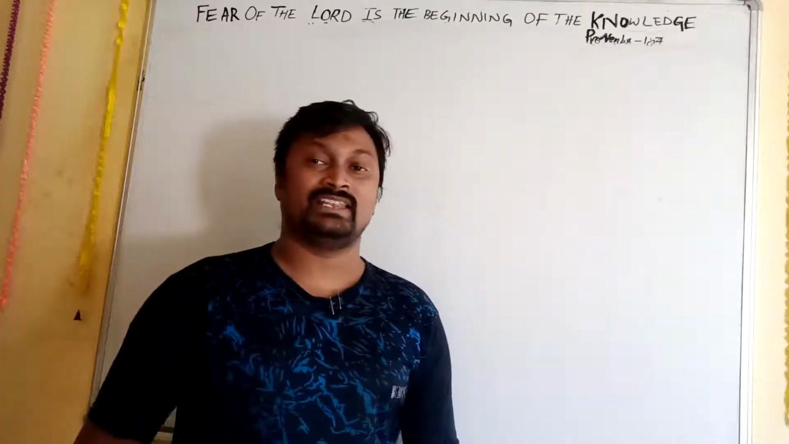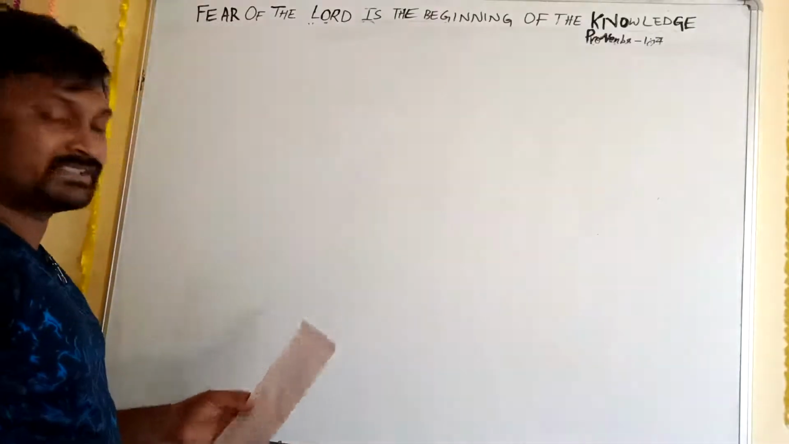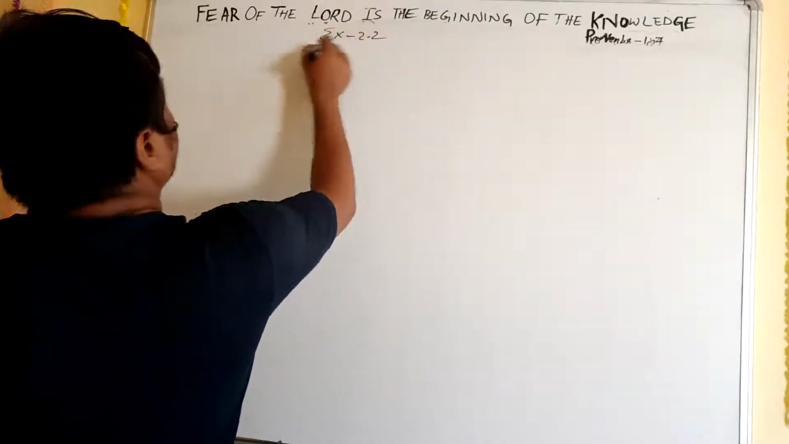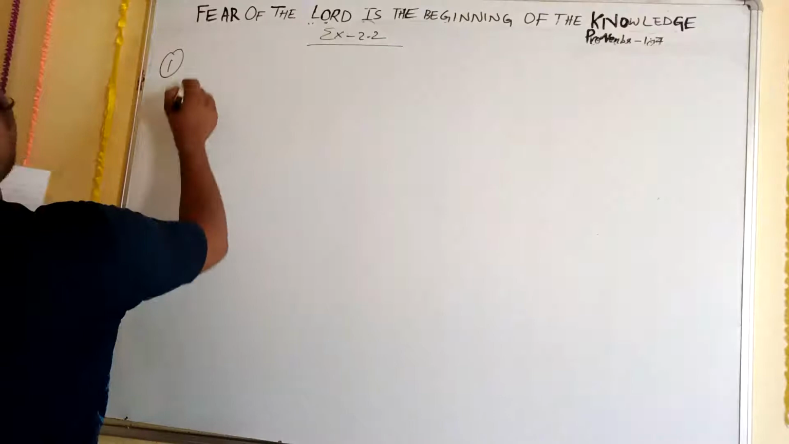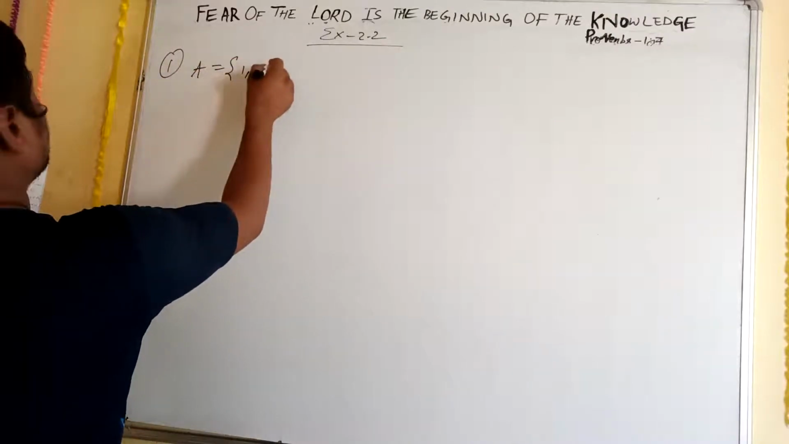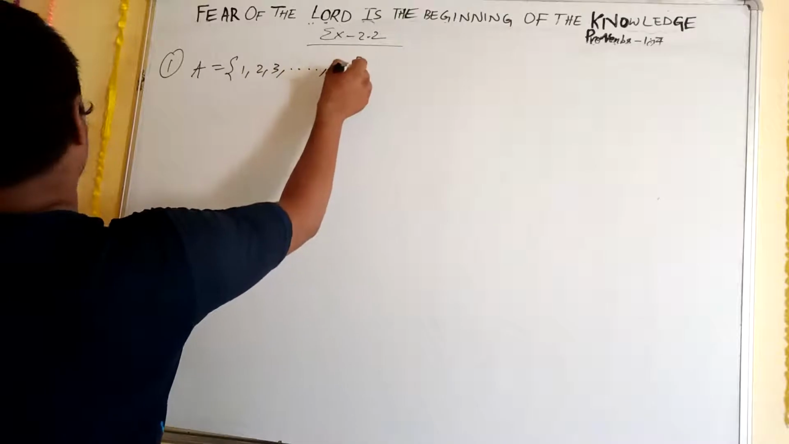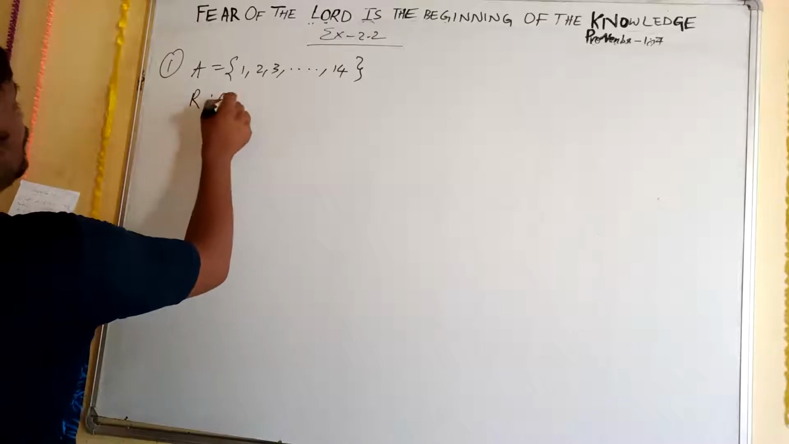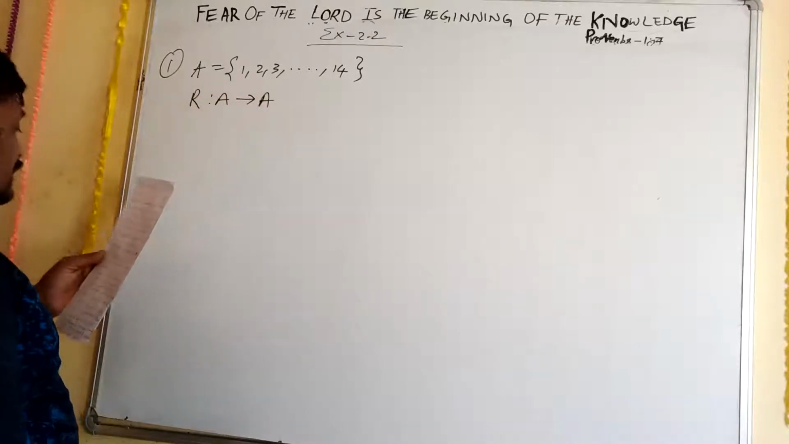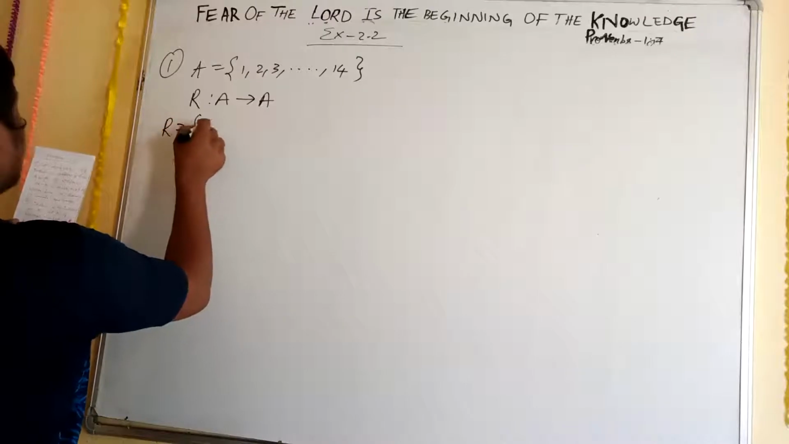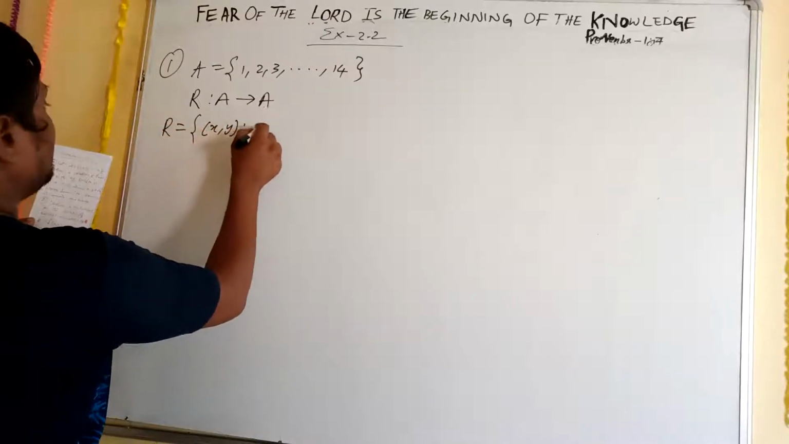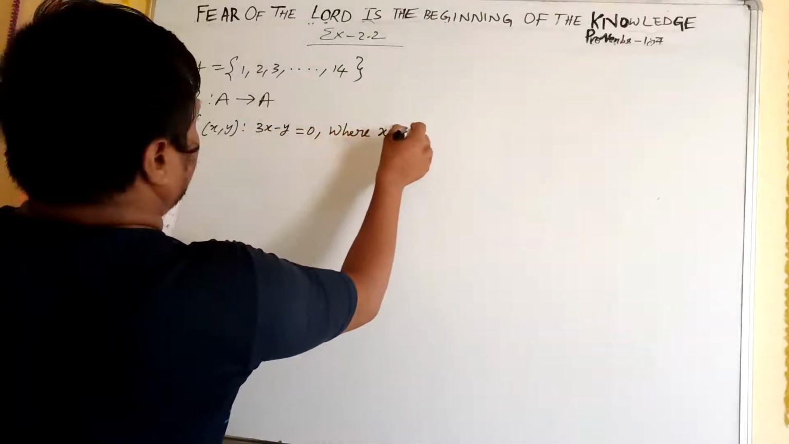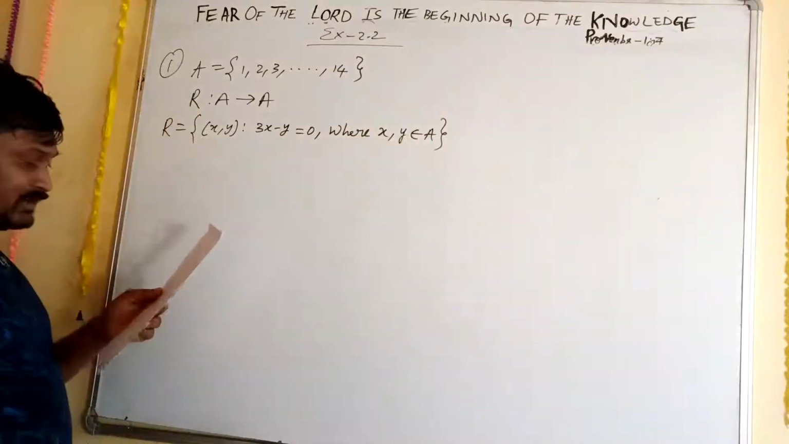Okay, no worries. I think I'll explain the first answer again. It is going to be good for you all. Exercise number 2.2, first question, listen. Let A be the set 1, 2, 3, and so on, up to 14. Define a relation R from A to A. So R maps A to A. R is equal to the set of x, y such that 3x minus y is equal to 0, where x, y belong to A. This is what they gave.